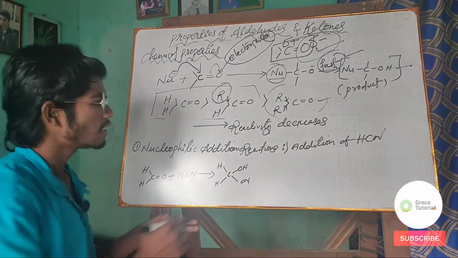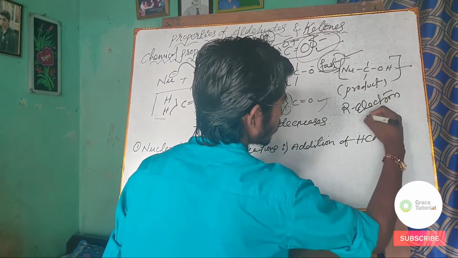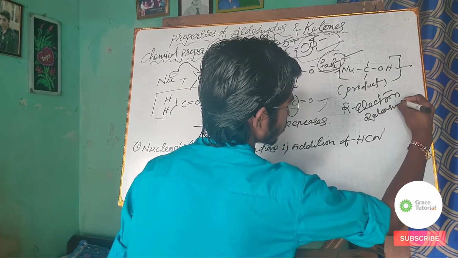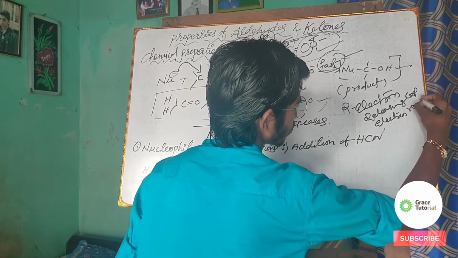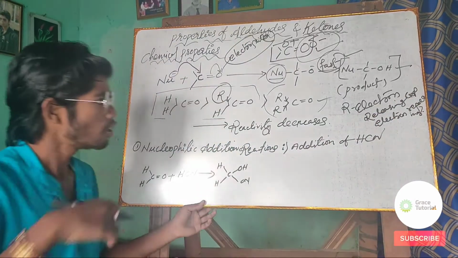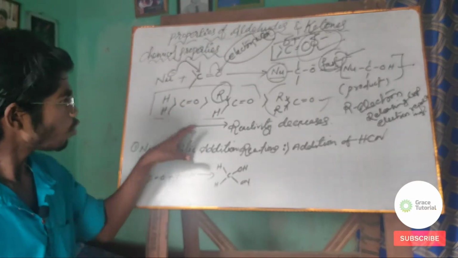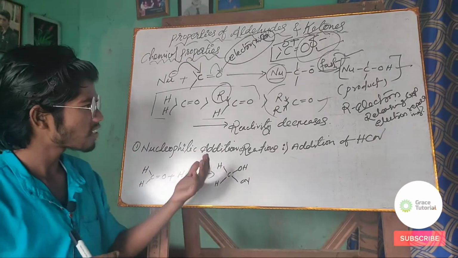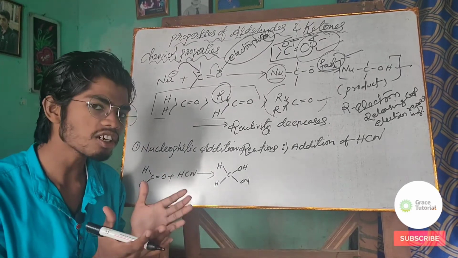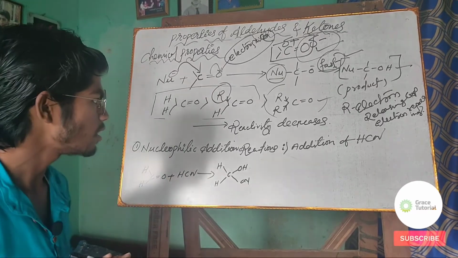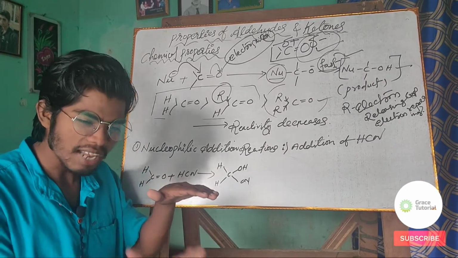So you need to remember, this alkyl group is basically an electron releasing group, or we can say electron repelling group. So R is an electron releasing group or electron repelling group. So what happens here is, if the alkyl group increases, there may be a chance of increasing the stability of the compound, but the stability is inversely proportional to reactivity. That means if the stability increases, the reactivity decreases.